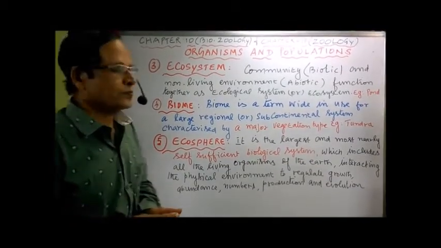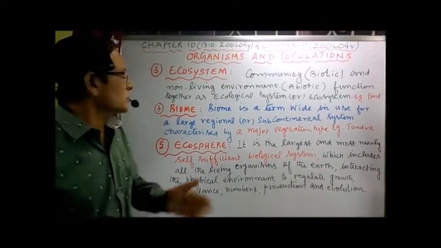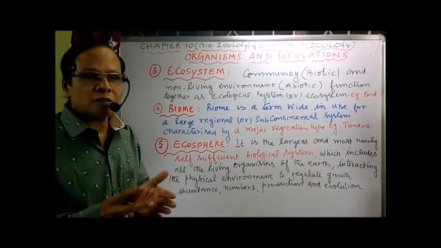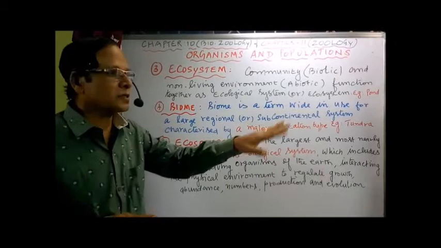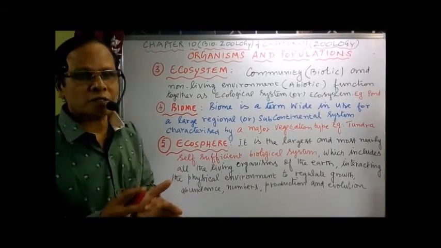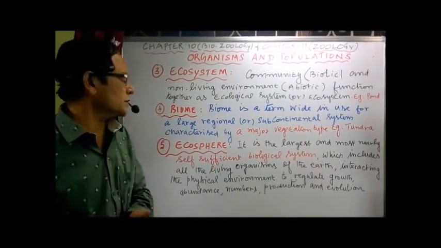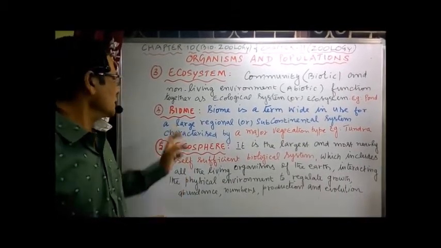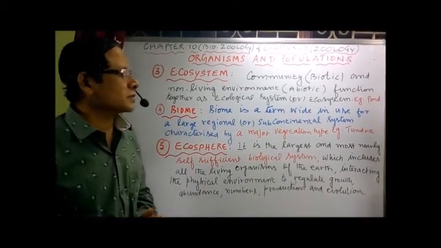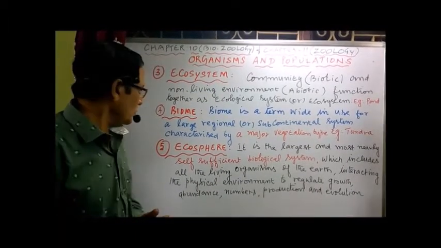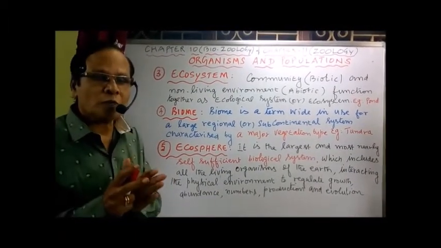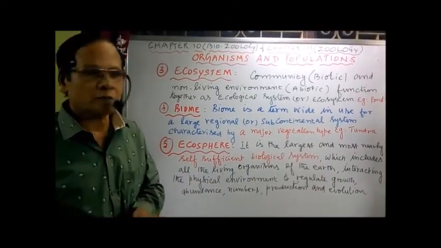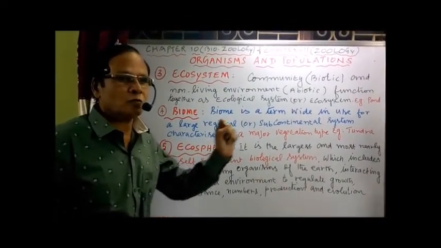The next one, biome. When compared to the ecosystem, the biome is the largest one. It is the largest regional, localized area, or a subcontinental area. A biome is a term widely used for a large regional or subcontinental system, characterized by one particular type of vegetation being more abundant. Others are also present, but one type of vegetation is the most abundant.